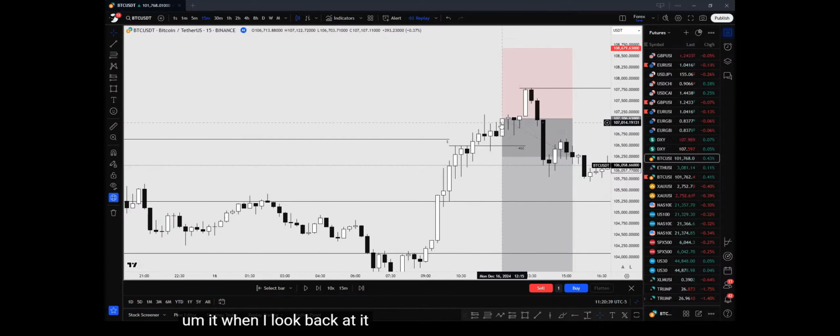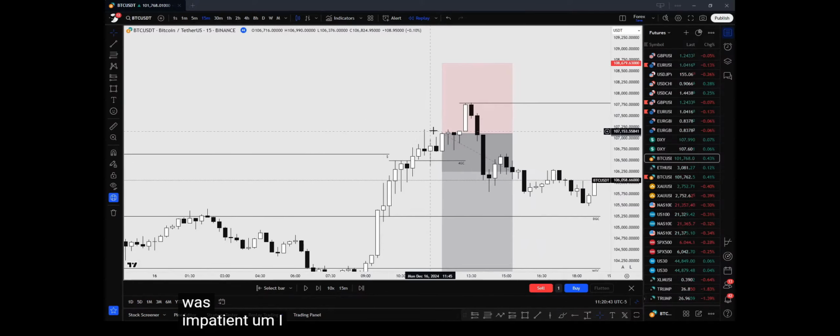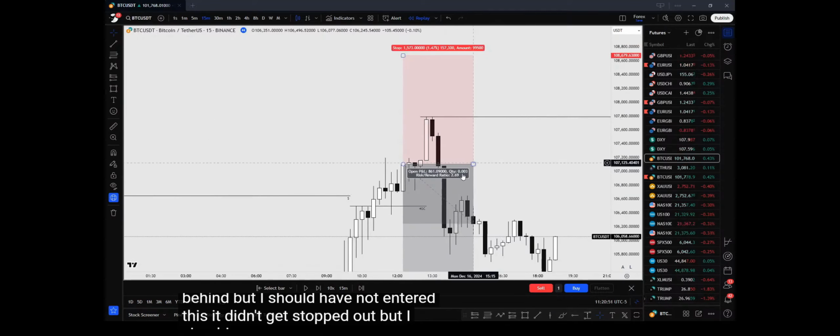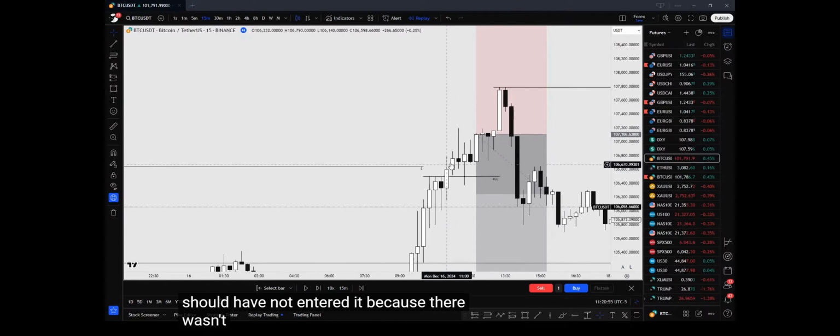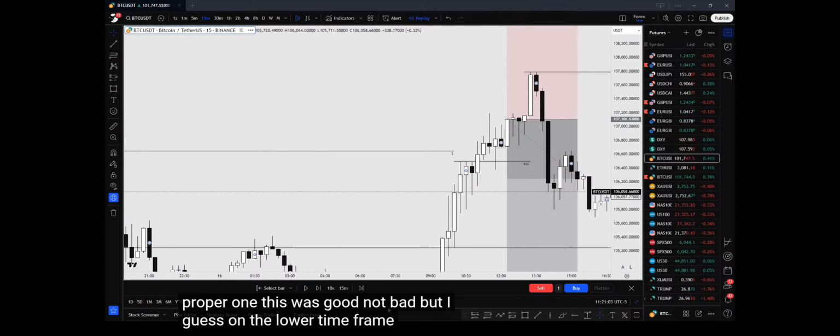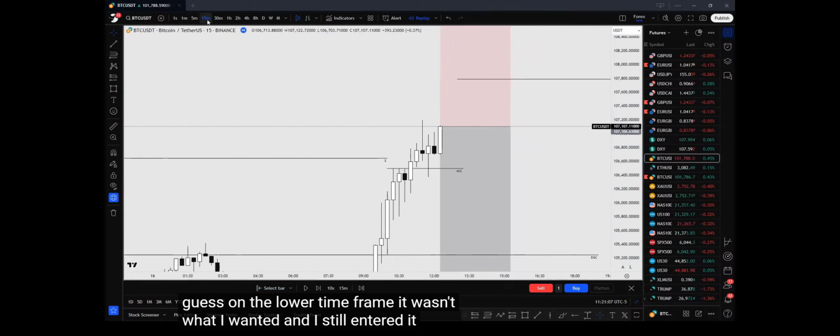When I look back at it, I think I was impatient. I wanted to get it a bit faster. I thought maybe it will leave me behind, but I should have not entered this. It didn't get stopped out, but I should have not entered it because there wasn't really, until right here, the proper one. This was good, not bad, but I guess on the lower time frame, it wasn't what I wanted, and I still entered it. Let me check it on 1 minute time frame.